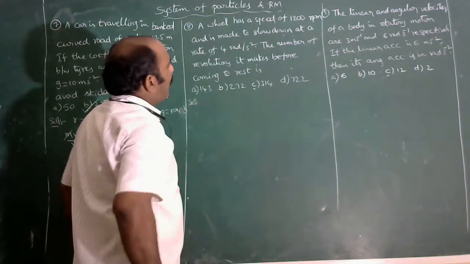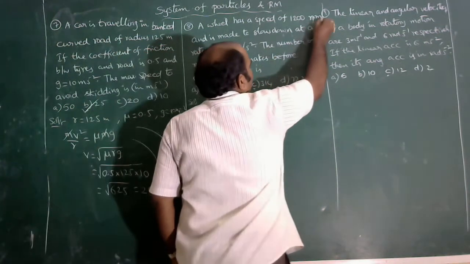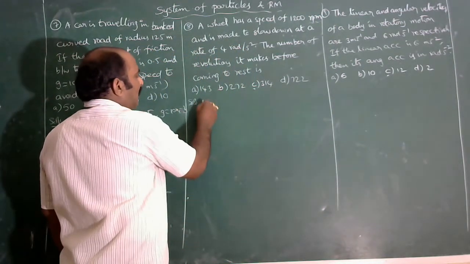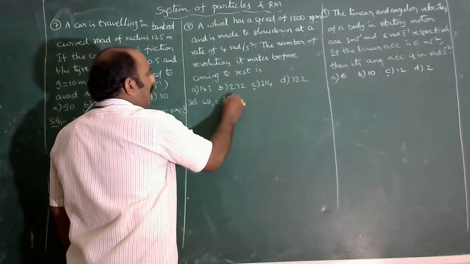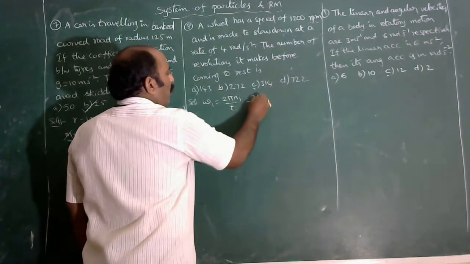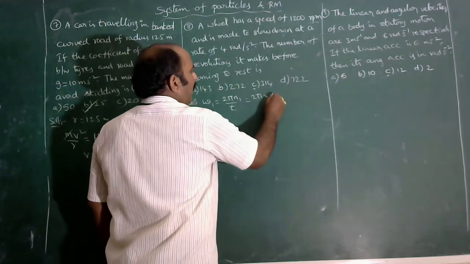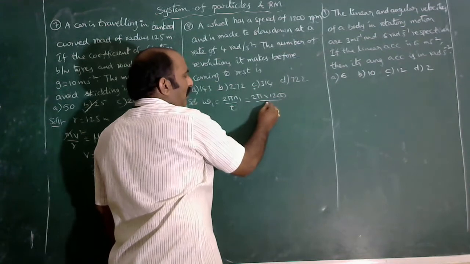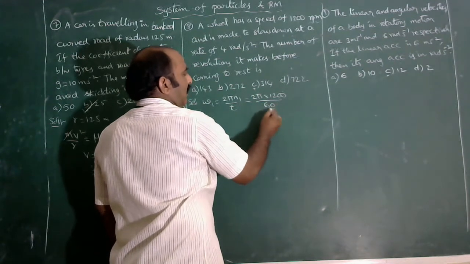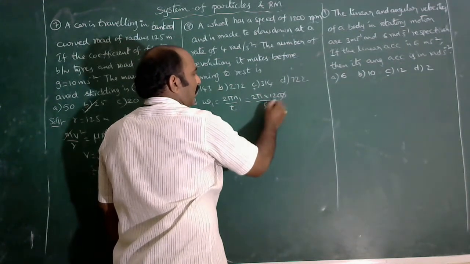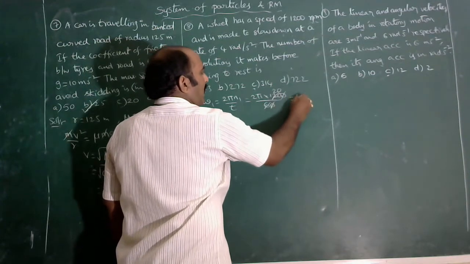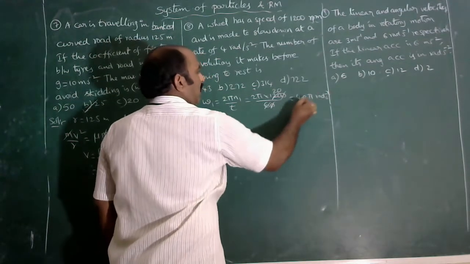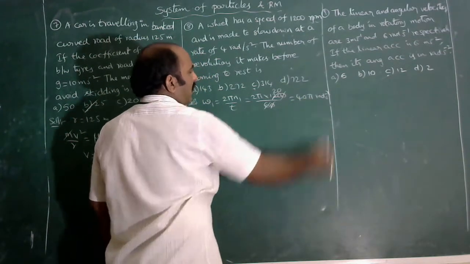A wheel has a speed of 1200 rpm. rpm means revolutions per minute. So initially its angular velocity omega 1 can be written as 2 pi n1 by t. 2 pi n1 is 1200 revolutions by time is 1 minute, revolutions per minute. That's why we write 60 seconds. From this, we get 40 pi radian per second. So omega 1 is written.